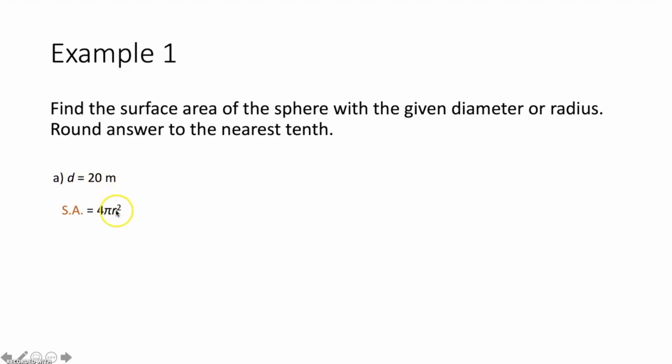So I can take 10 meters, plug that in for our radius right here, and now all I have to do is just square this. I get 100, multiply that to 4 pi, I get 400 pi meters squared. This would be the exact surface area of a sphere with a diameter of 20 meters in terms of pi. But this question doesn't want the exact surface area. It wants you to round your answer to the nearest tenth.